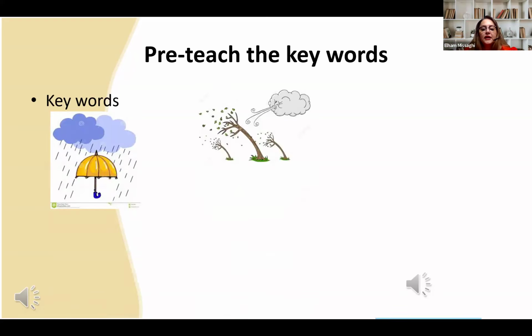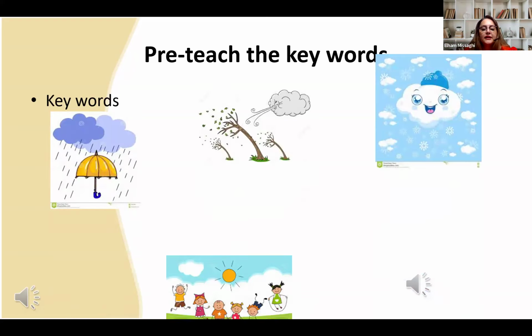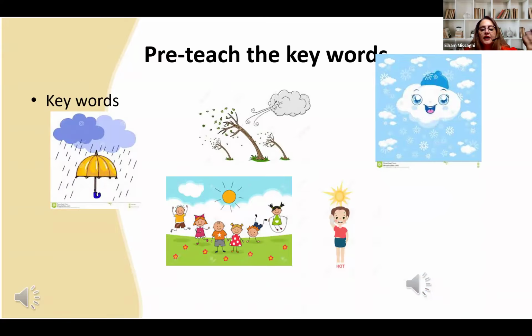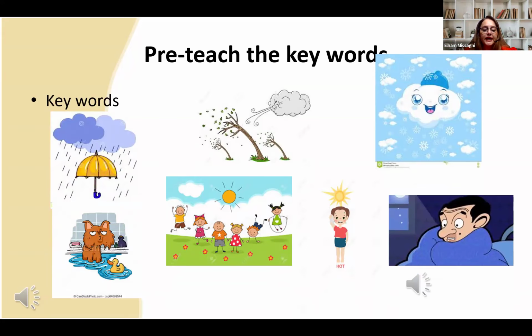They don't know raining, windy, snowy, sunny, hot, cold, and wet. So when they understand, we show them the pictures, they repeat the words and they get familiar with the pronunciation and even how to spell it. They have the idea of the keywords.